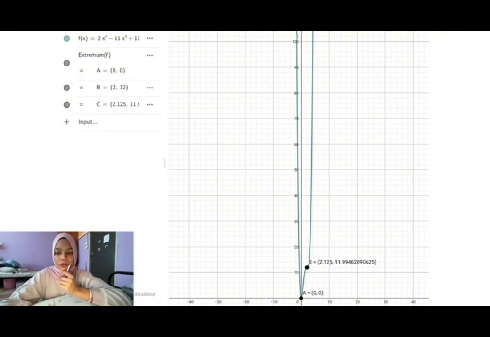As we can see on the screen, point A at (0, 0) is our first relative minimum, where the graph stops decreasing and starts to rise. Point B at (2, 12) is our relative maximum, where the graph reaches a peak. Point C at (17/8, 11.99) shows our second relative minimum. The graph clearly shows the function dipping at the origin, rising to peak at x equal to 2, and then having a very slight drop at x equal to 17/8 before rising again towards infinity.